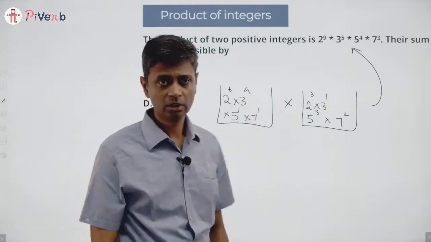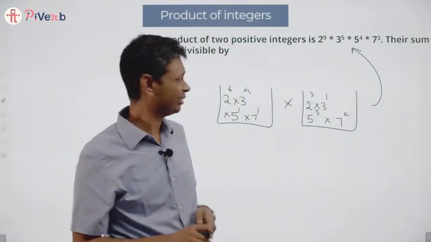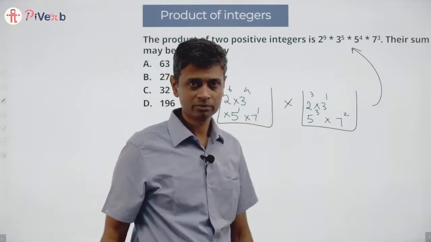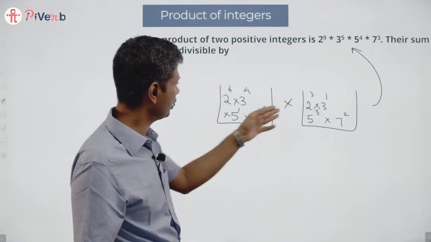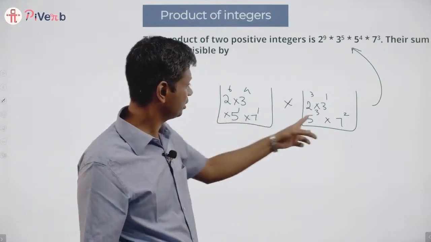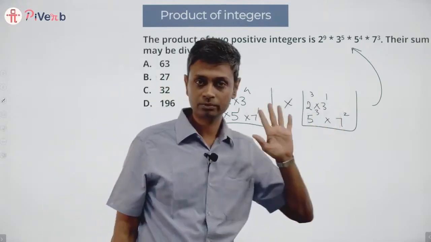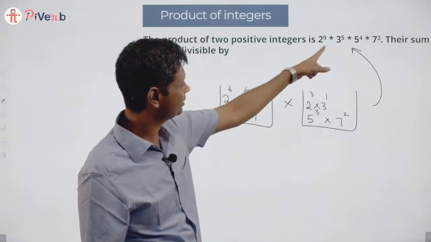These two numbers will multiply to give us this. Our number has nine 2's in it: six here, three here. It has five 3's in it: four here, one here. It has four 5's in it: one here, three here. It has three 7's in it: one here, two here. I can potentially break this like this.